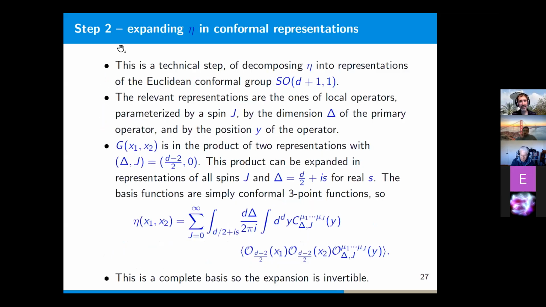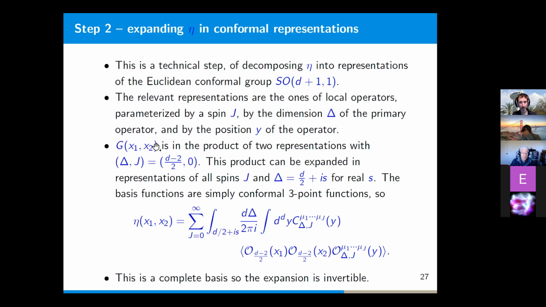Okay, so in the second step, I'd like to now expand this bilocal field in representations of the Euclidean conformal group, because that will help us to translate it into the AdS side. So what are the representations of the Euclidean conformal group? We're just going to use the standard representations that we all know and love, the ones of primary operators in a conformal field theory. These representations are labeled by the spin j of the local operator, by the dimension delta of the primary operator in the representation, and by the position y of the operator. So each representation is labeled by these three labels.